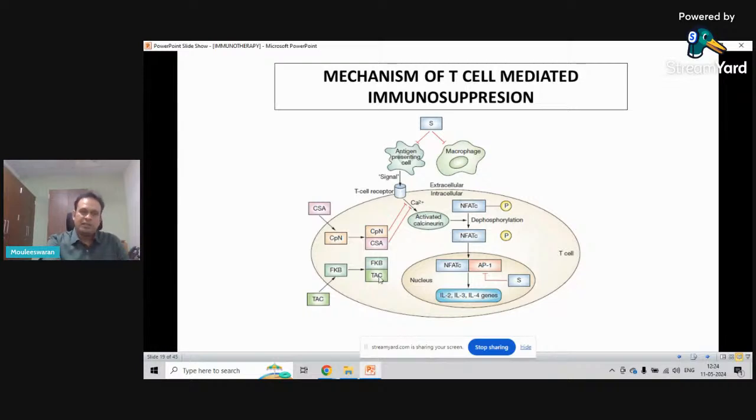So cyclosporin binds to the immunophilin called cyclophilin. This cyclosporin-immunophilin complex prevents activation of calcineurin, whereas tacrolimus binds to FK binding protein, which in turn results in reduction in production of the activated calcineurin, thereby reducing the transcription of interleukin genes. Steroids act by reducing the antigen processing by the antigen presenting cells as well as the macrophages.